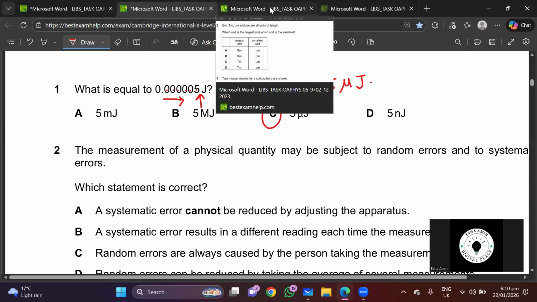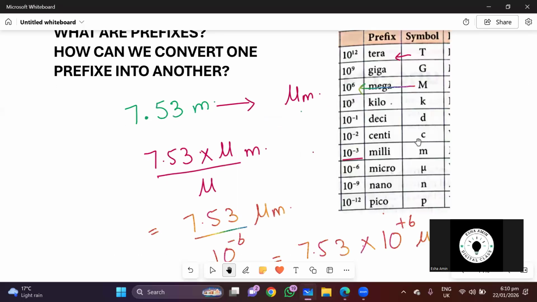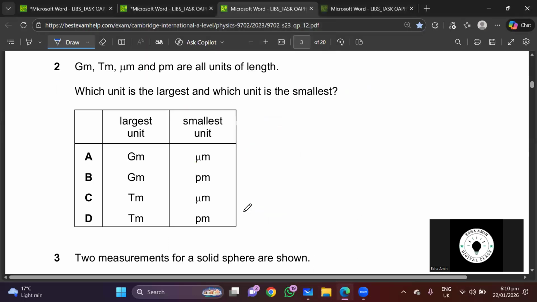Now let's do the next question. Okay, so they have given you some prefixes, and they are asking you which unit is the largest and which unit is the smallest one. So if we check from the table, we are checking now, but you have to learn all these values, right? So if we can see, tera is the largest one and pico is the smallest one, right? So that means terameters is the largest one and picometer is the smallest one. So option D is your answer, right?